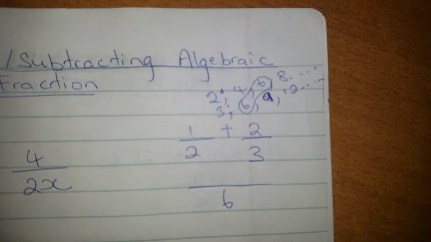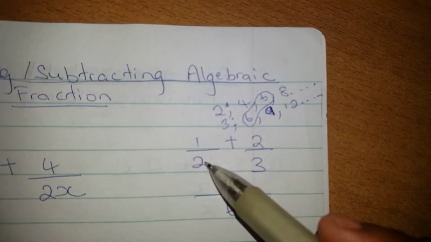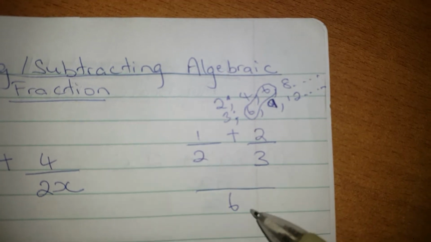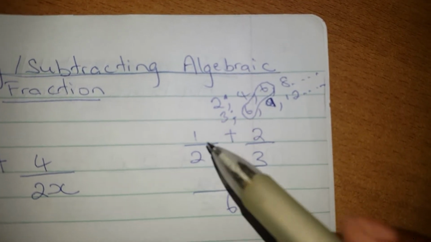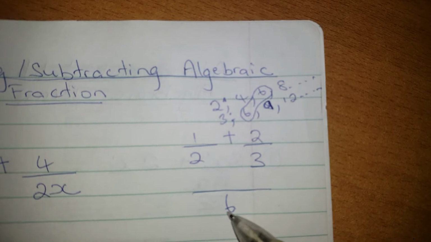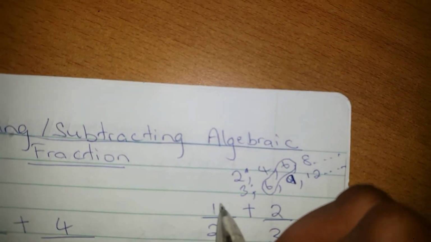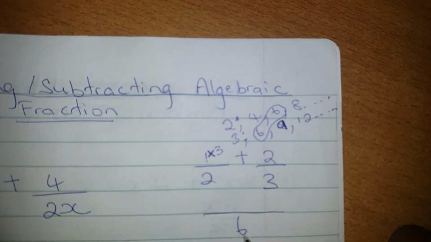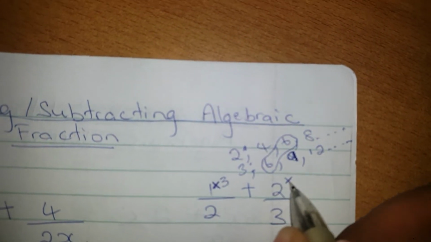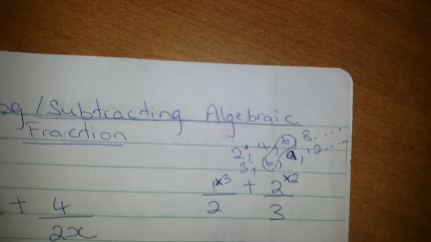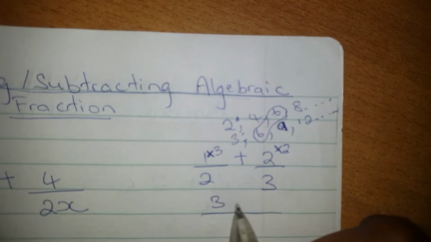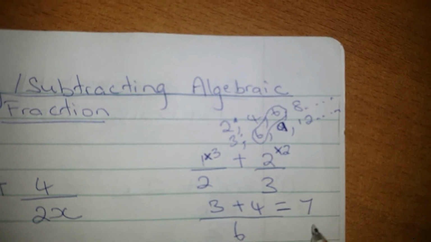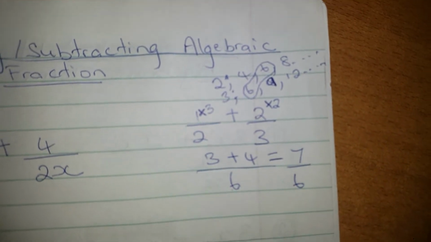Next step, how many times can we get this denominator up here out of our new denominator? So 2 into 6, that's exactly 3 times, which now allows us to use our numerators. Then 3 into 6, that's 2 times, using our numerator again. So that's 3 plus 4. This gives us a sum of 7 over 6.